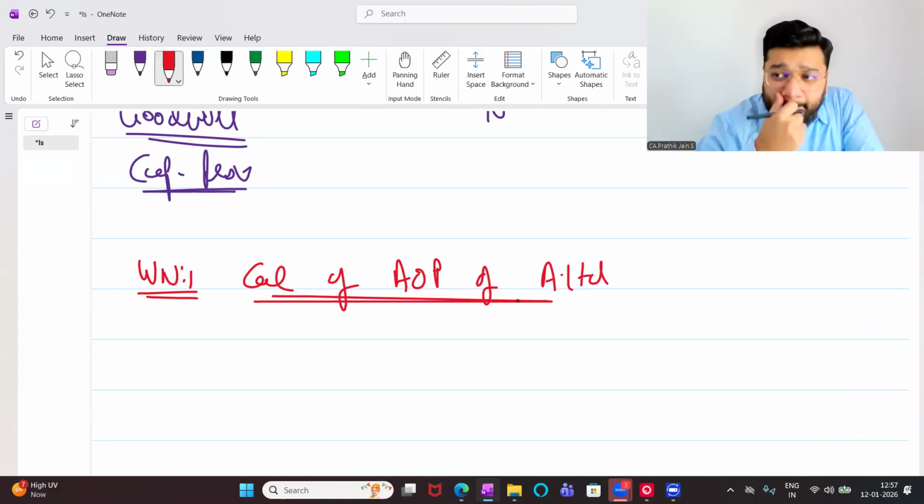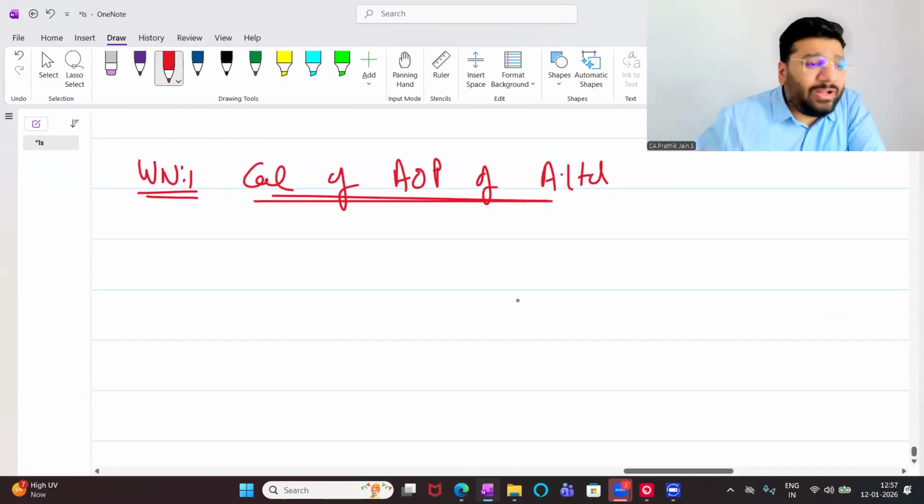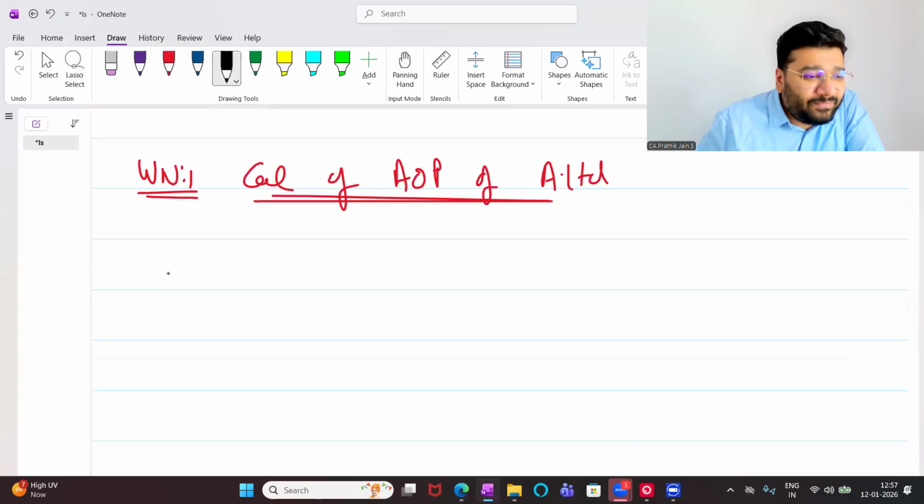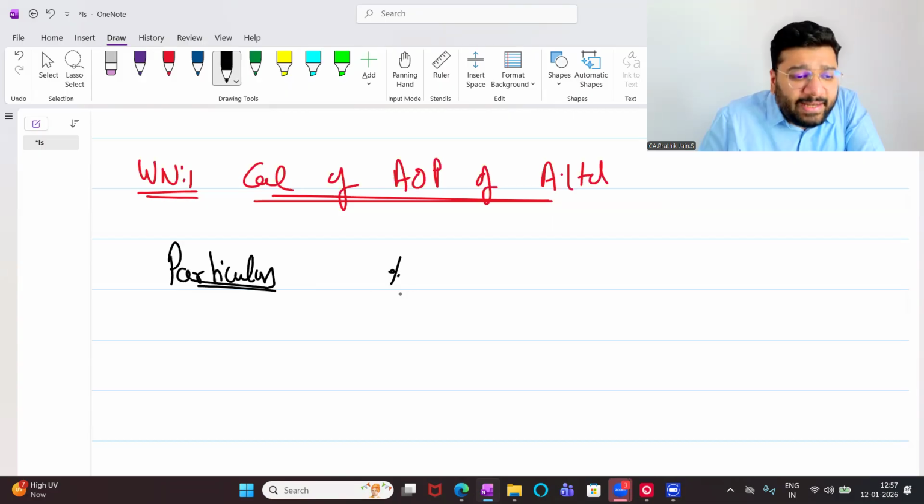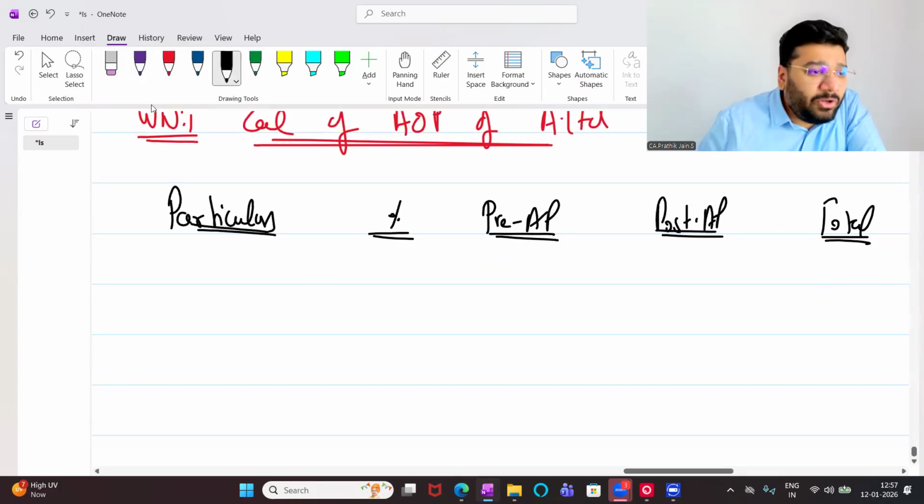What happened, ma? Sir, can we shorten the working note? You can, but I won't. In the exam you can do whatever you want. Here, for formatting and practice, I'll do it in full. Particulars, then I forgot the format. Percentage, then pre-acquisition profit, then post-acquisition profit, then total. In the exam, can you skip the pre part? Yes, you can skip the pre part.